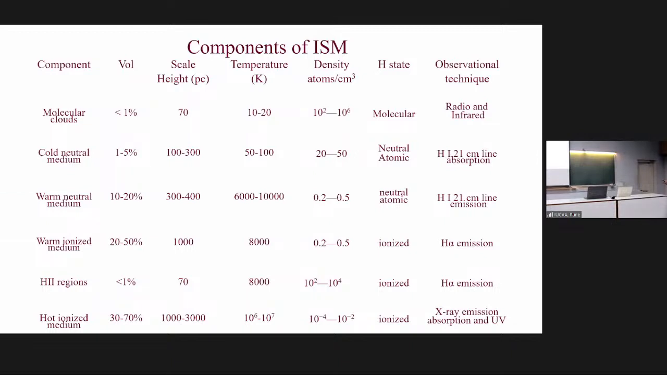And how do we observe these? We can use different parts of the electromagnetic spectrum. We can use radio or infrared to detect molecules in the molecular clouds. The cold and warm neutral medium we can detect using the 21 centimeter absorption line of hydrogen, again radio. Then H alpha emission can detect the warm ionized medium and H II regions. And the hot ionized medium will be detected using X-ray and UV astronomy.